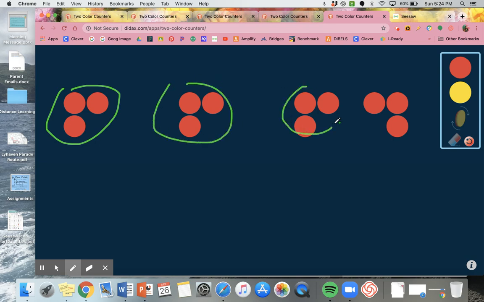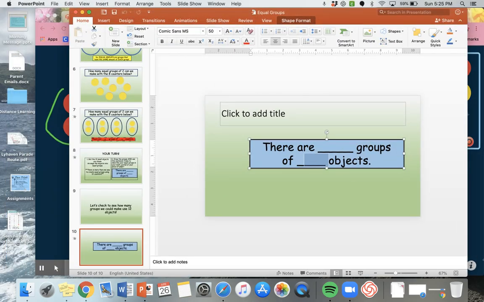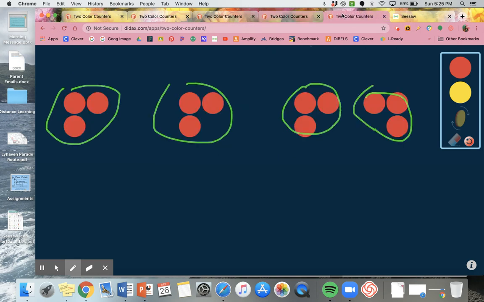Group 1, group 2, group 3, group 4. 1, 2, 3, 1, 2, 3, 1, 2, 3, 1, 2, 3. Remember, I always have 12. In each of these examples, I always have 12, but we're just separating them or dividing them into a different amount of groups and a different amount in each group, okay? So this time there are 4 groups of 3 objects. And these examples are sort of opposite, where I have 3 groups of 4, which equals 12, but now I have 4 groups of 3, which equals 12. So it's sort of opposite, okay?